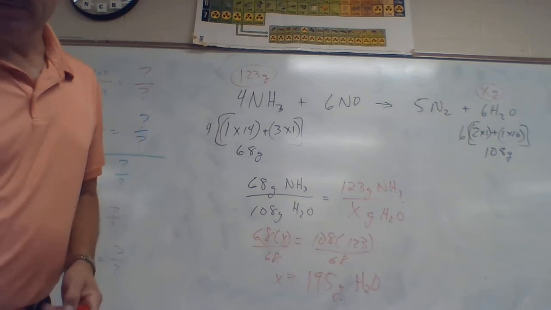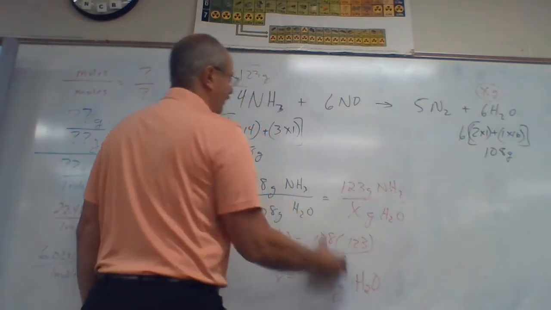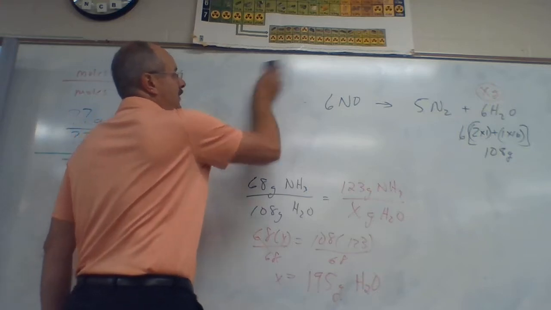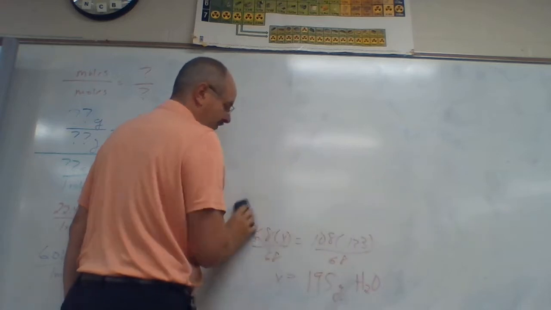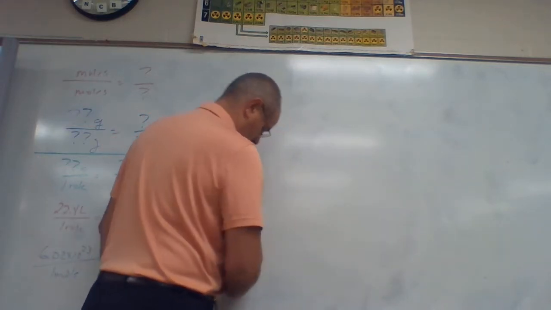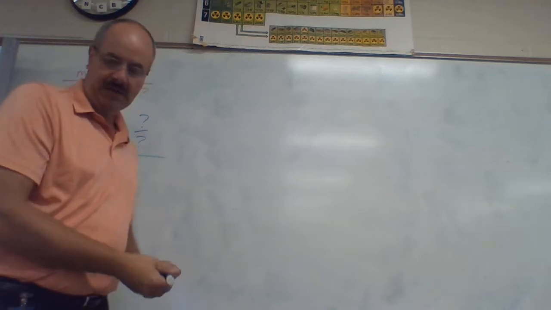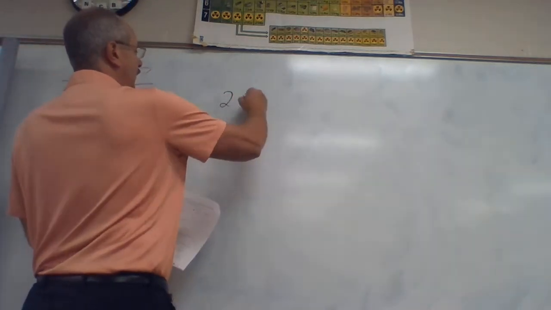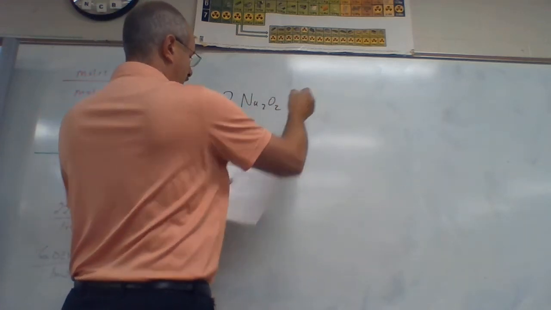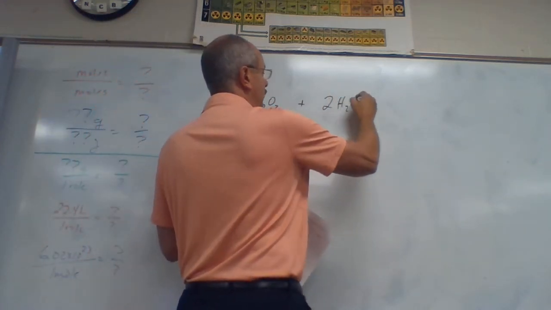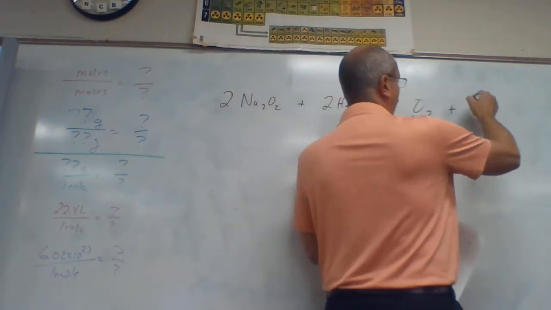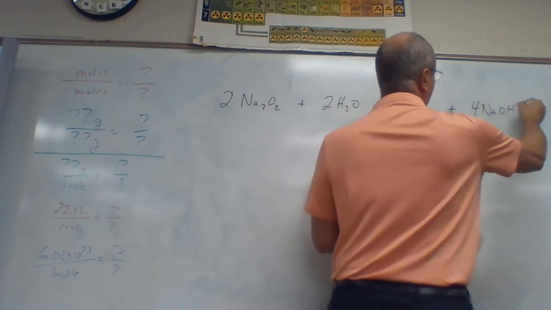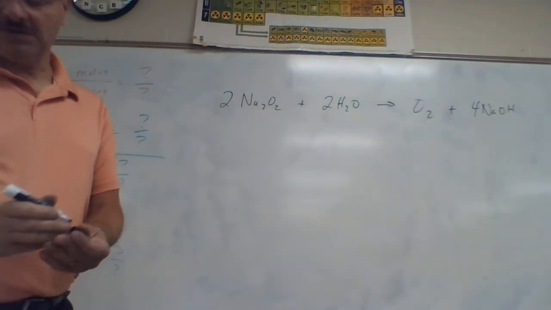Number 3, oh, we're changing the recipe again, so I gotta erase my balanced equation again. And we'll erase this. All right, so this time our recipe is 2Na2O2 plus 2H2O forms O2 plus 4 NaOH. Here's my recipe, the balanced equation.